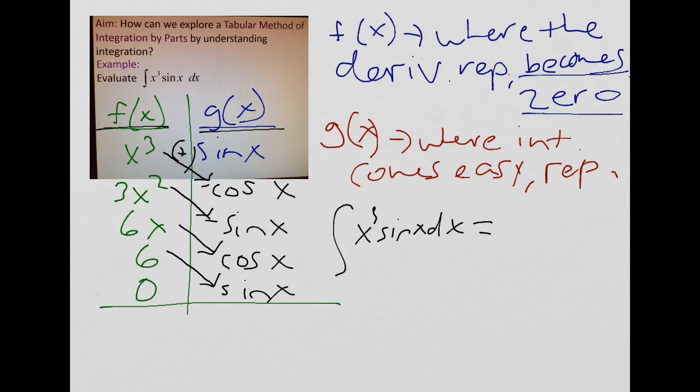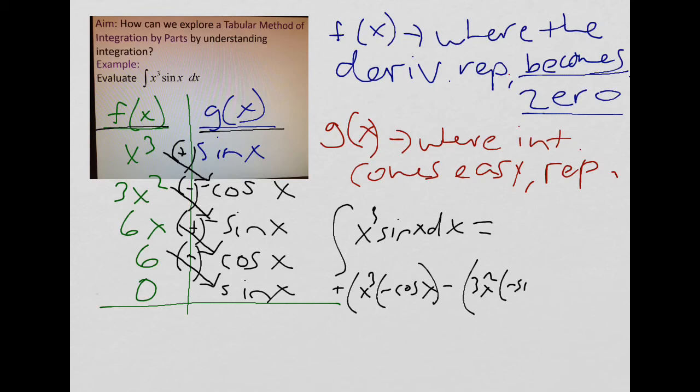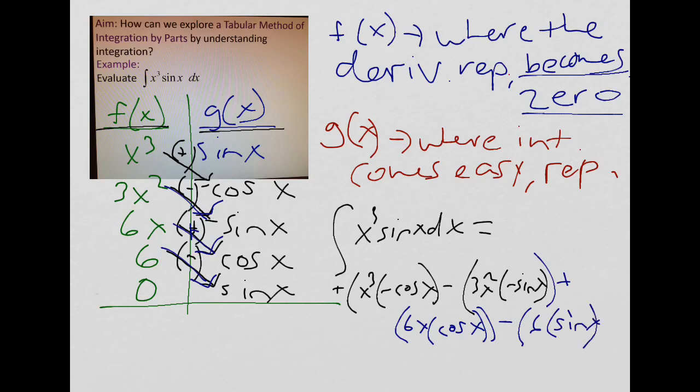And we continue from positive signs to negative signs, then back to positive signs, as many as we need, of these factors. We're going to multiply them together. So our answer here is going to be a positive x cubed times negative cosine x, and a negative 3x squared times a negative sine of x. You can see that here. And then we're going to have that positive again, but this time with 6x times cosine of x, and negative 6 times sine of x. And if we're evaluating an indefinite integral, our final answer will have a plus c.